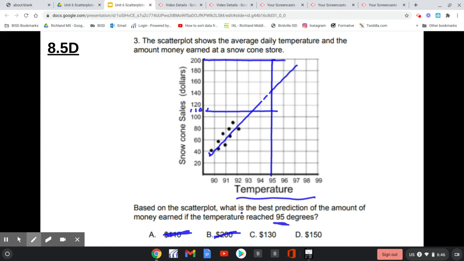So here's 130. And if I draw that over, I can see it's not going to hit right either. So it's going to be 150. Let's double check. And it hits right on the line. So our answer is 150. Let's look at another one.